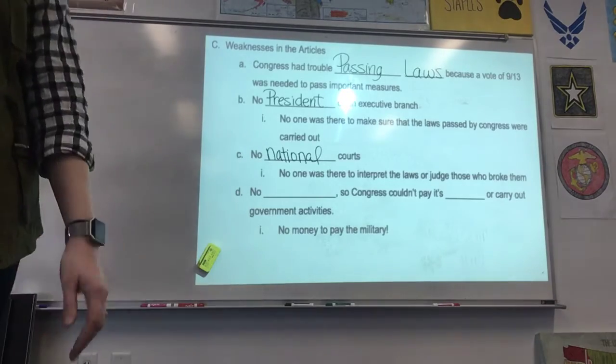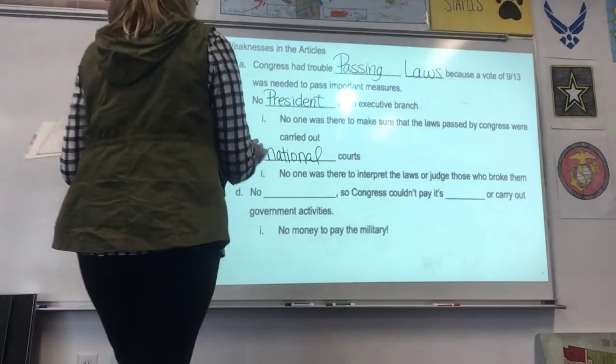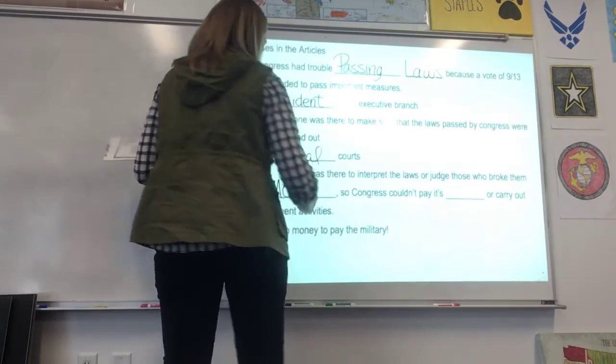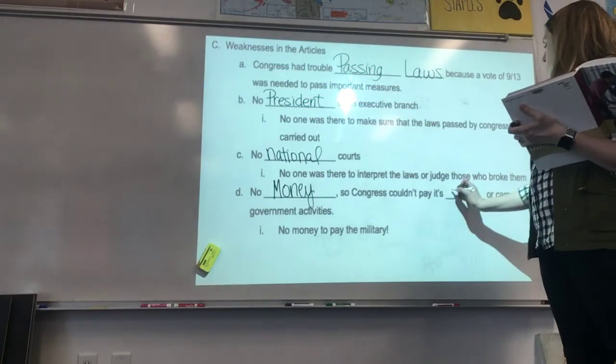And there was no money. Congress could not pay the country's debts or carry on any government activities that might be needed. Congress also could not pay the soldiers who had fought in the Revolutionary War. These limitations harmed relations with foreign nations and endangered Americans' national security. No money to pay the military. No money. Okay? We'll talk about where the government gets their money from now, okay? They couldn't pay their debts.